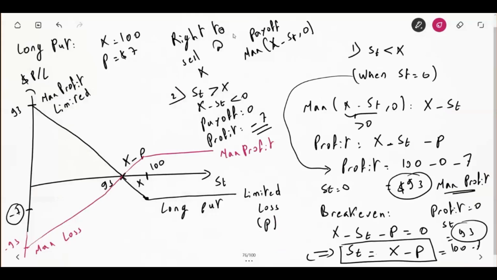So those are mainly the graphs for the main positions and options, for the call and for the put option, and whether I have a long position or a short position. We'll learn later on how to combine different positions and different options. So this is the short put.